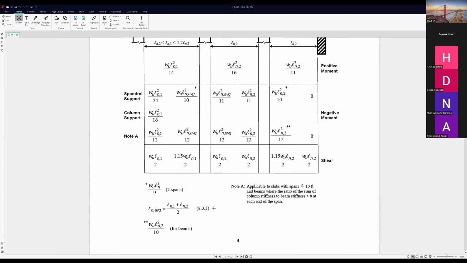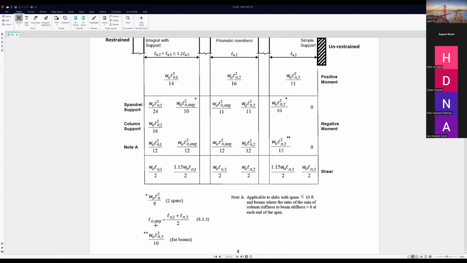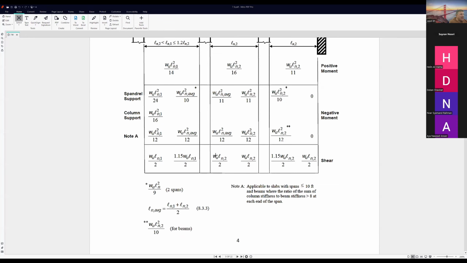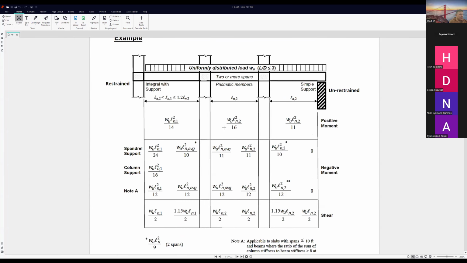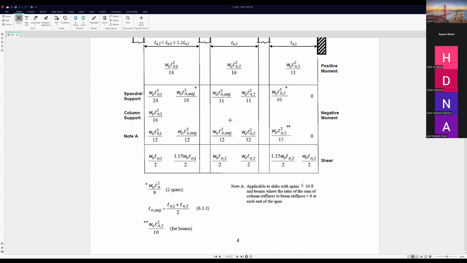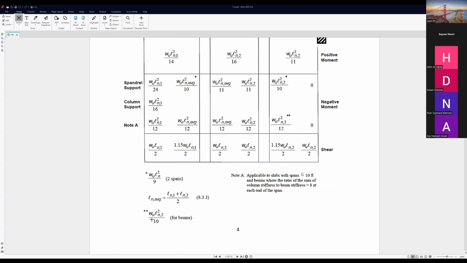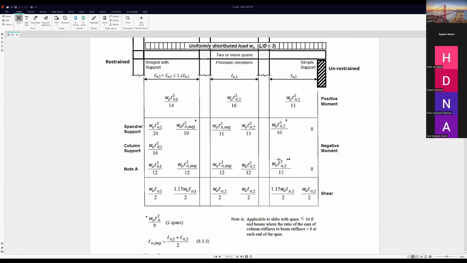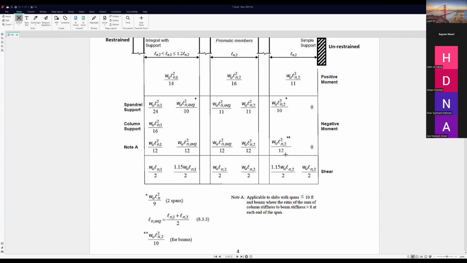Here it is not saying it is applicable to 3 meters; you can convert to feet. Also the LN average: what is the meaning of LN average? It is LN1 plus LN2 over 2, the average of the two spans. Adjust W for beams, WL square over 10. Here we have the double star. What is the meaning of the double star? We can change this WL square over 12 to WL square over 10 if we have beams.